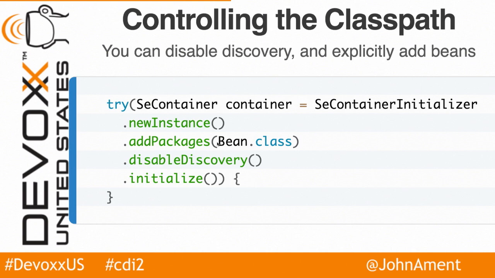It gives you a much lighter feel when working with a SE application. You don't have the heavy memory consumption that you might have in an EE world. And within the scope of this try with resource block, you would be able to look up programmatically any of these beans.